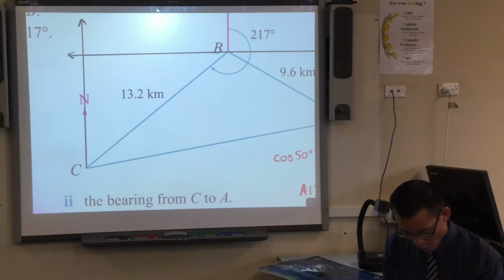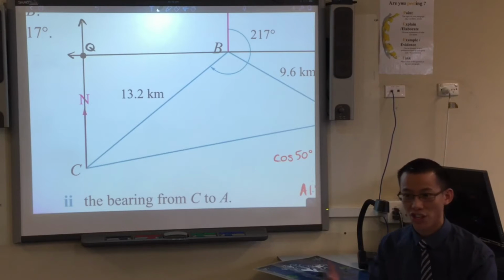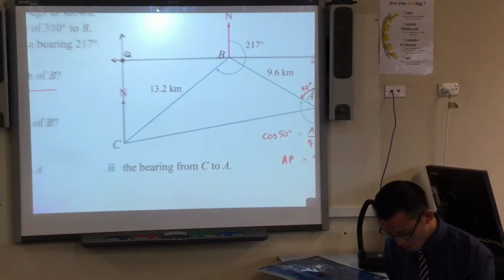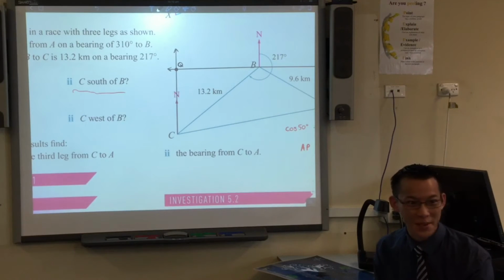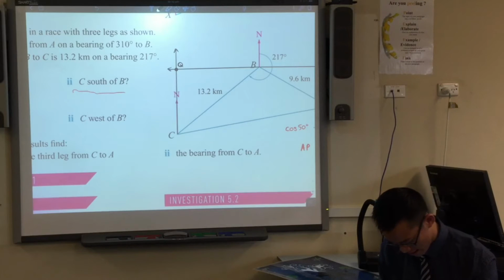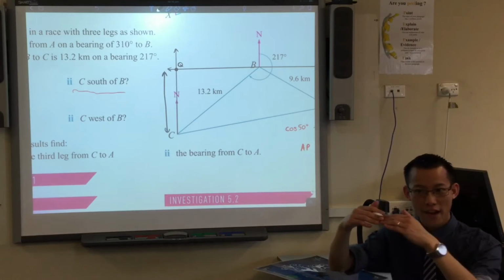Okay, so I've got a new point here. I'm going to call that Q. I'm just going to go in the alphabet. Which length do I want? It's got a name. Oh, CQ. Right? CQ. This is the one that is how far C is south of B.